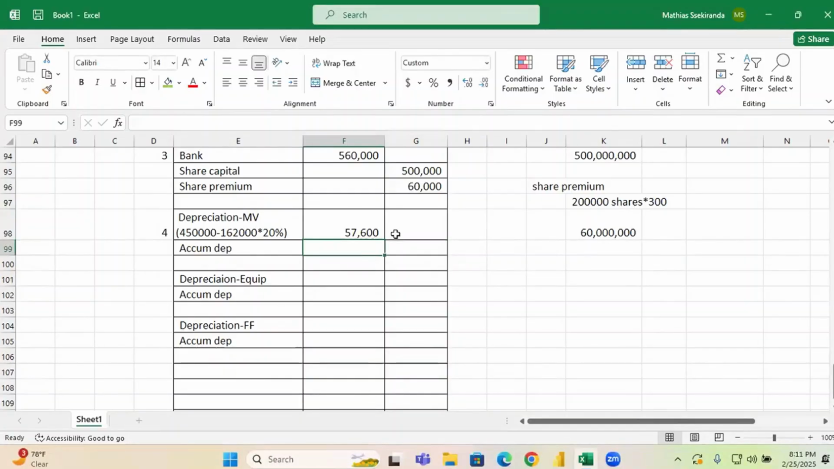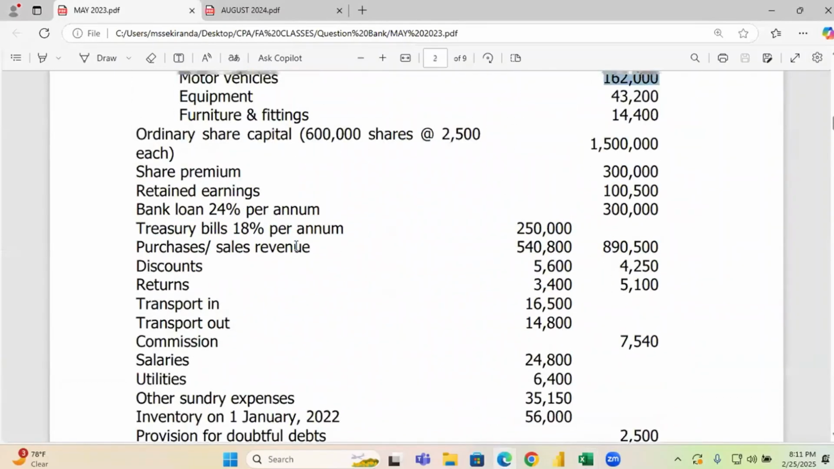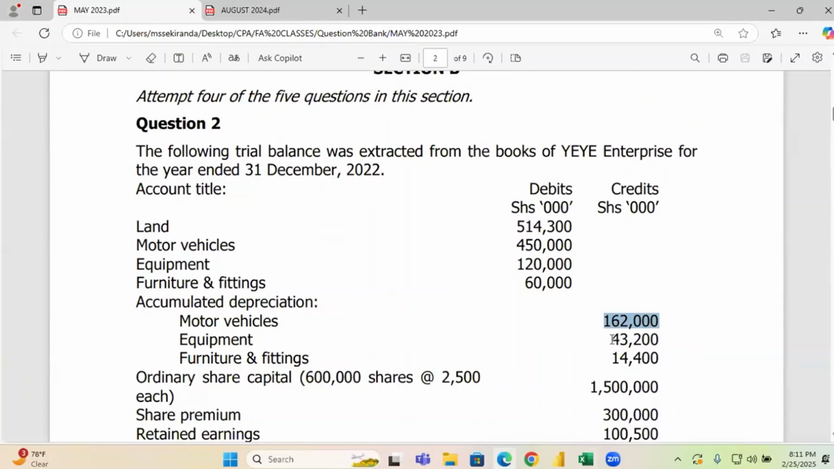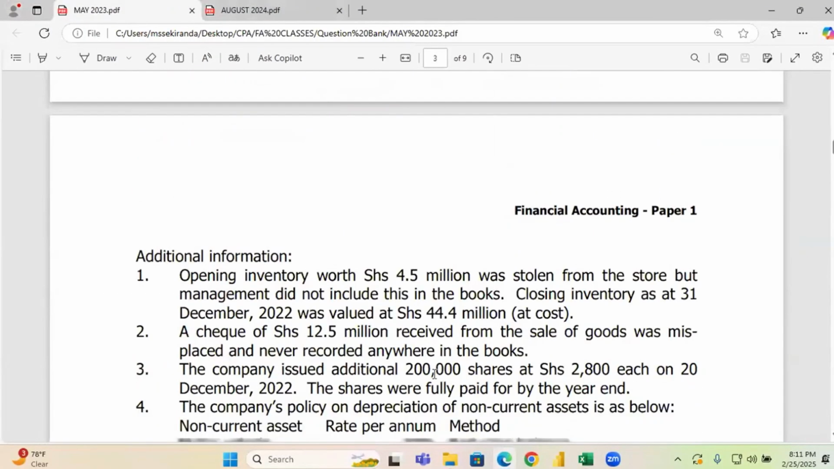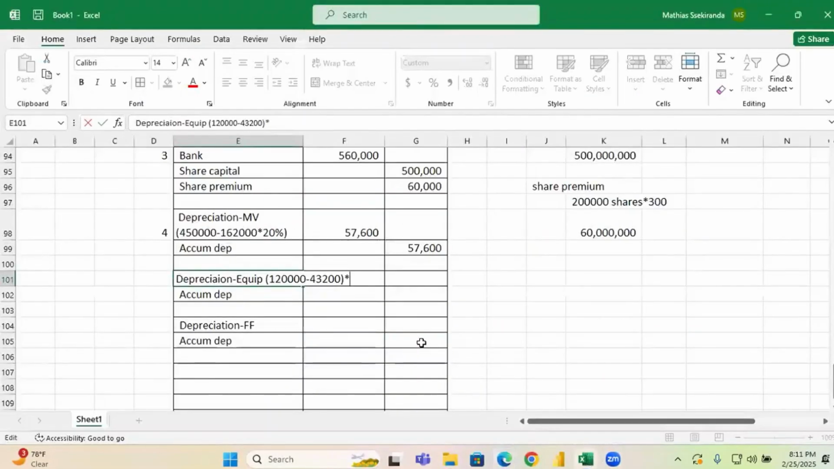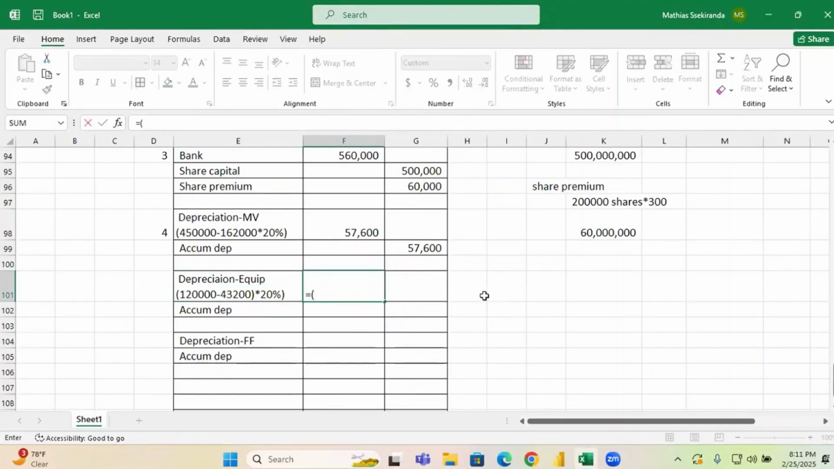Times 20%. So we have 57,600. Equipment, it is reducing balance as well. We get the cost 120 minus 43,200, times what figure? Times the percentage of 20, times 20%. I repeat, reducing balance, depreciation is charged on the net book value. And the net book value is cost minus accumulated depreciation.